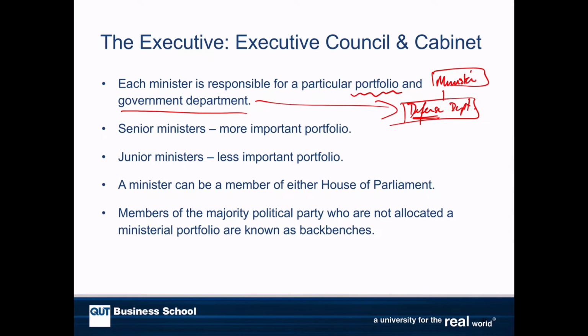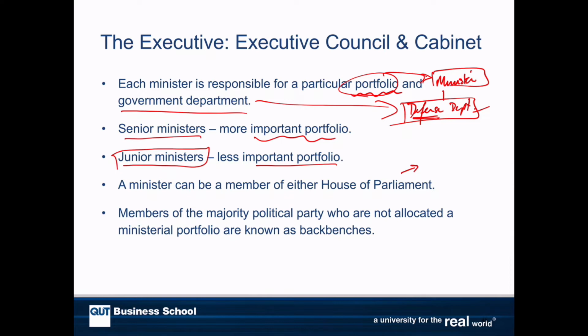So the government decides what are the areas that it wants to concentrate on. What are the portfolios? And who is going to be the person in charge of that area? The minister in charge. Now, if it's a really important portfolio, like defence, the person in charge is called a senior minister. If it's a less important portfolio, it's a junior minister. Now, these ministers, the people in charge, can come from either House of Parliament.